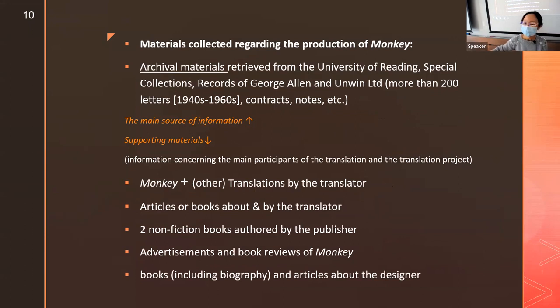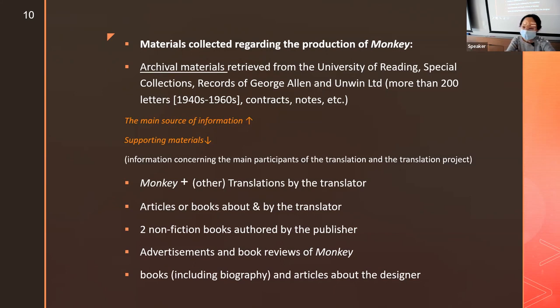Thanks. Thank you. And the last, where did I stop? I think we stopped at the last group of materials, supporting materials, the books and articles about, the fourth, right, advertisements and book reviews of Monkey. And this group of materials evidences much of the publicity campaign for Monkey, which was an important and integral part of the translation project. However, this part was not recorded in the archival material, the records of George Allen and Unwin. So it is very important.